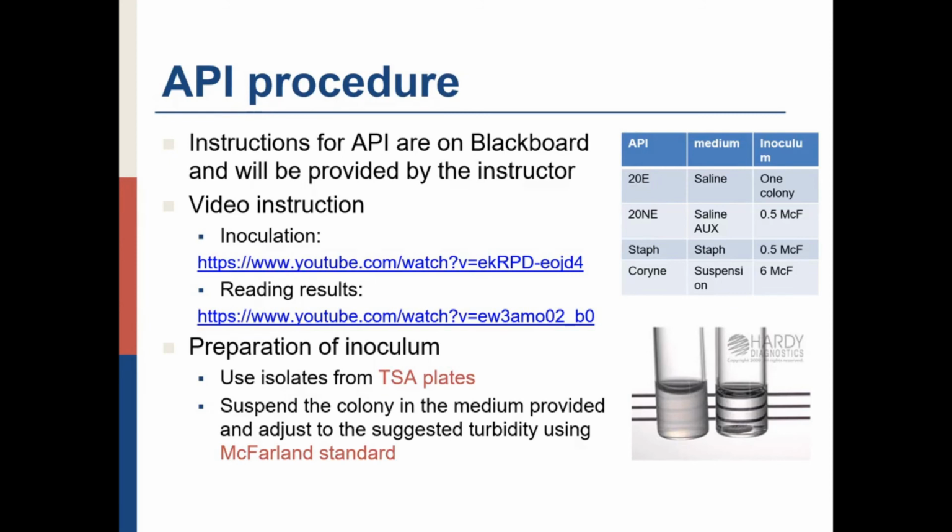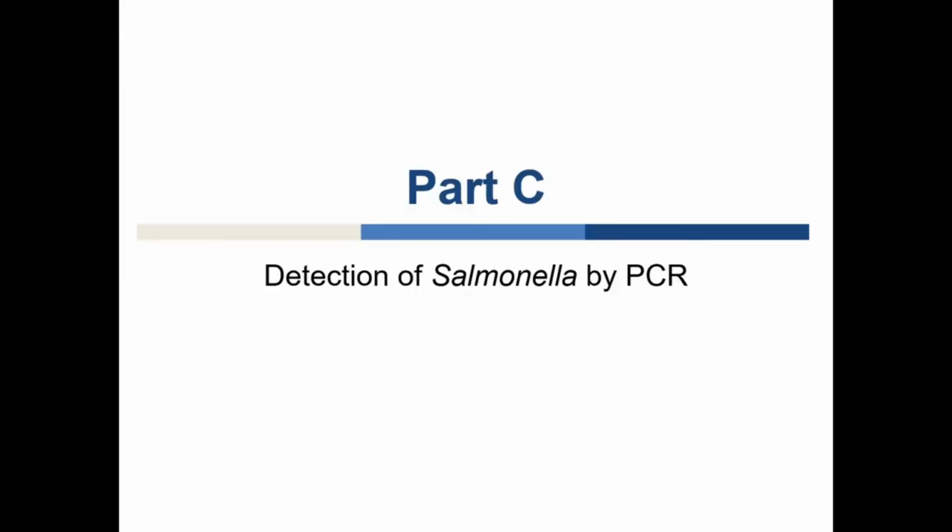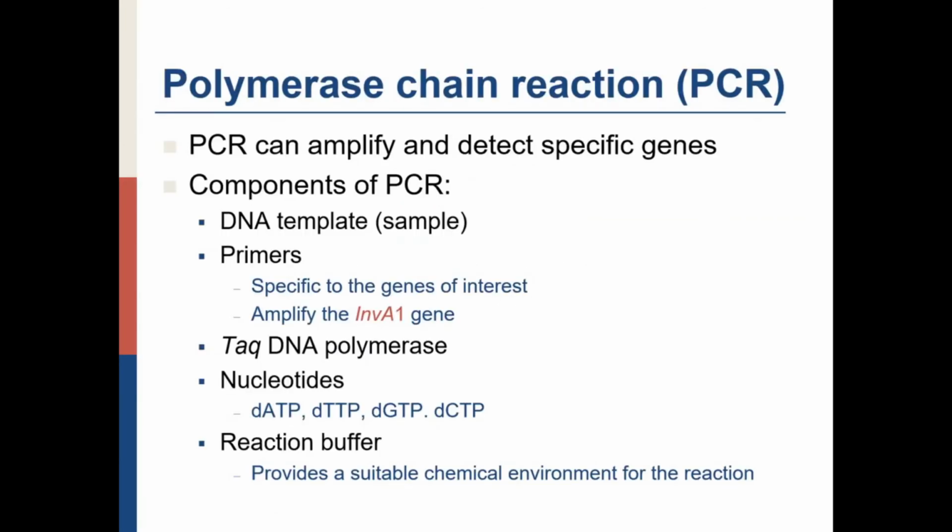So for example, if you look at the table on the right, for Carini you want it to be 6 McFarland. So you get the McFarland tube labeled 6, which has a certain amount of turbidity, and then you add your colonies to that solution until it's the same amount of turbidity as the McFarland solution it says to compare it to. Okay, so these are all just the instructions for API strips, but we're not going to be doing any of that. So for part C, the last one is detection of Salmonella by PCR, or polymerase chain reaction.